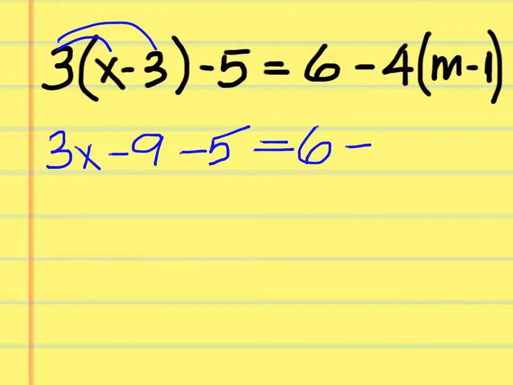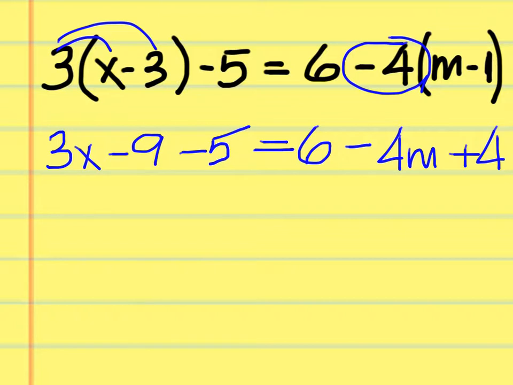And you're going to have 4 times m, which is 4m, and then 4 times the negative 1. Now remember, you're using the entire sign here, the negative 4. So negative 4 times a negative 1 is positive 4. Now simplify still if you can.